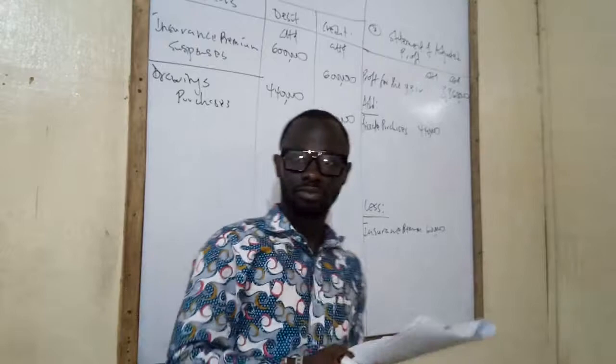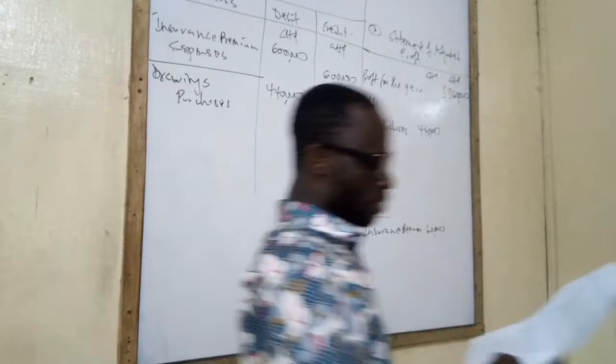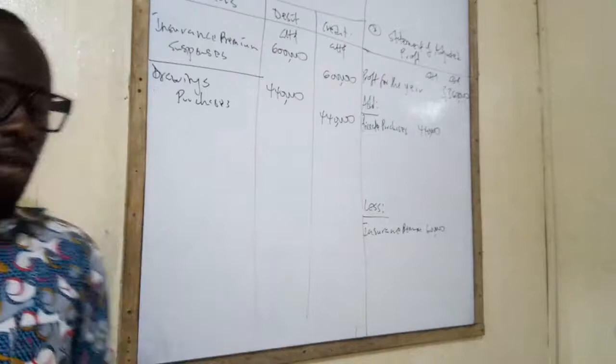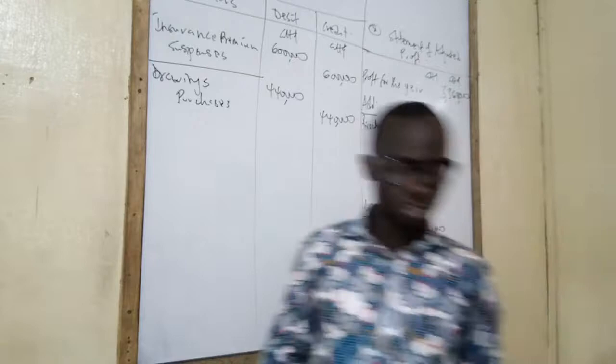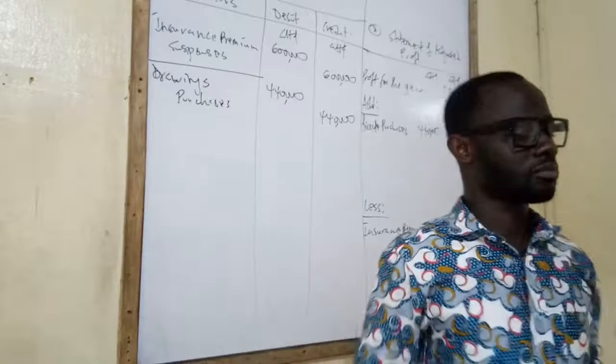C. The bank balance has been overcast by 1,488,000 Ghana cedis. What kind of error is that? It's still error of casting. So if your bank balance has been overcast, what is the meaning of that? You have error of casting? It's one of those errors.